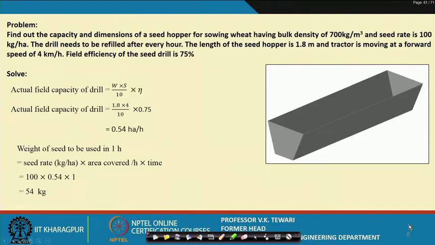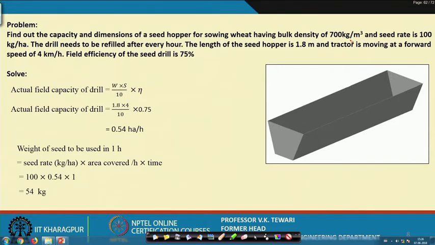Now, a problem has been given to you so that you are in a position to understand how we actually use the information or knowledge which has been given to you. It is like this. Find out the capacity and dimensions of a seed hopper for sowing wheat having bulk density of 700 kg per meter cube and seed rate of 100 kg per hectare. The drill needs to be refilled after every hour.